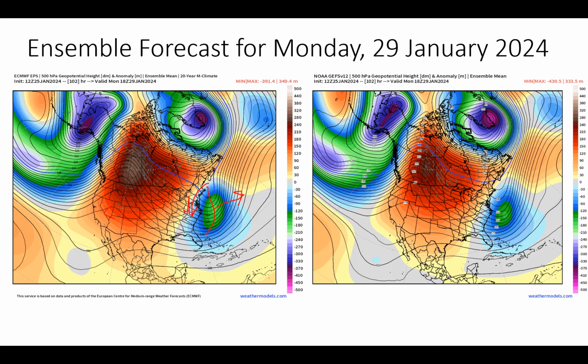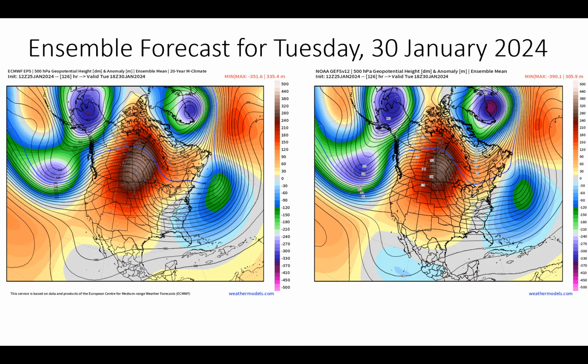And you're going to have ridging out over the western U.S. up to central Canada by Monday. So we're starting to get more of that ridging. You can see it here on the right-hand graphic too. This is the GEFS v12. You also see that troughing right off the coastline, the Mid-Atlantic and Southeast coast by Monday.